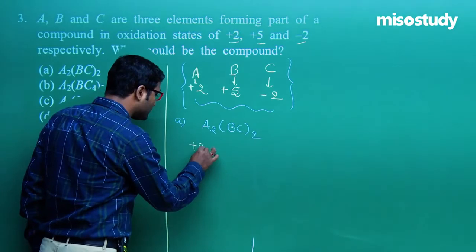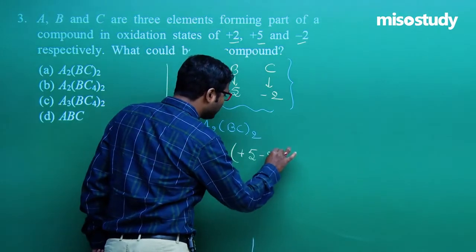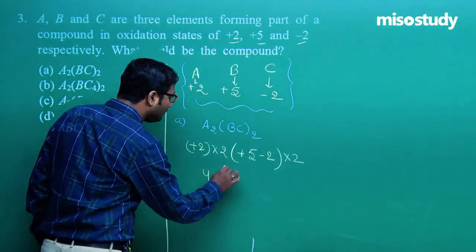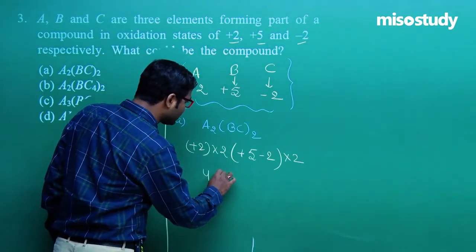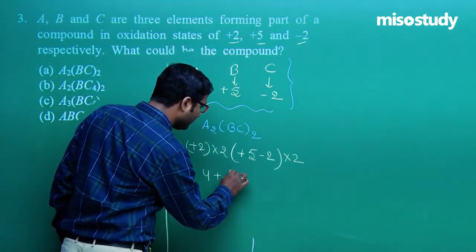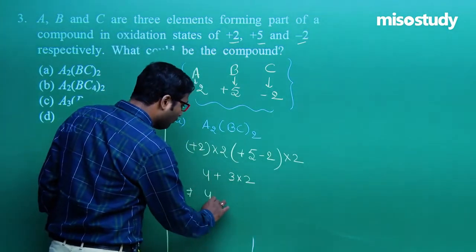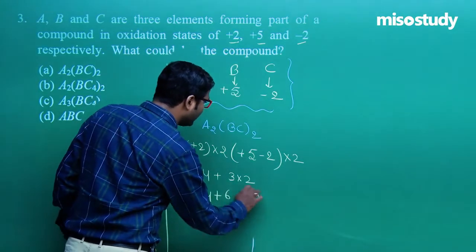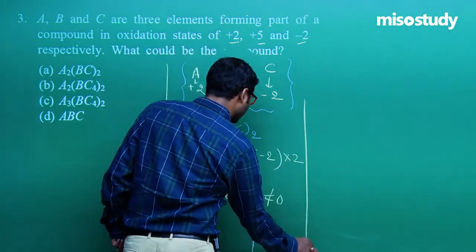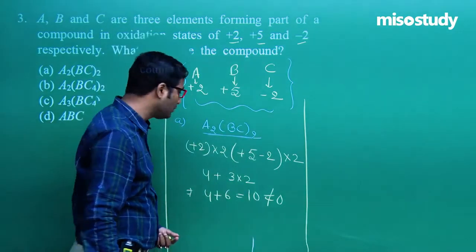Now A2 plus 2 into 2. For B that is +5. For C that is -2 plus -2 into 2. Clear to you? Now 4. Clear? Now plus 5 minus 2, that is 3. 3 into 2. Clear to you? Now check it out, that is 4 plus 6, that is equal to 10. Clear? This is not equal to 0. So this is not an option, because for a neutral molecule the sum of all oxidation states will be equal to 0.